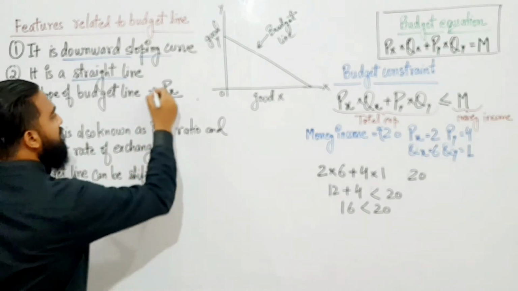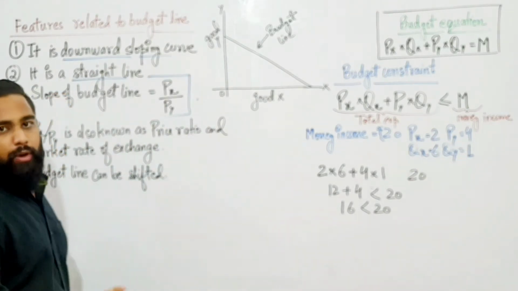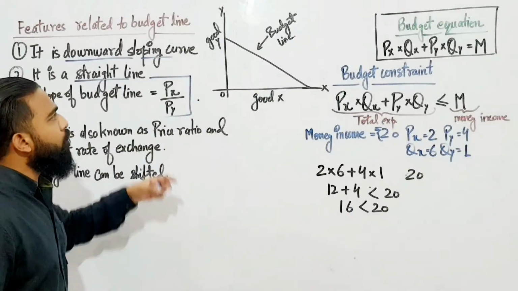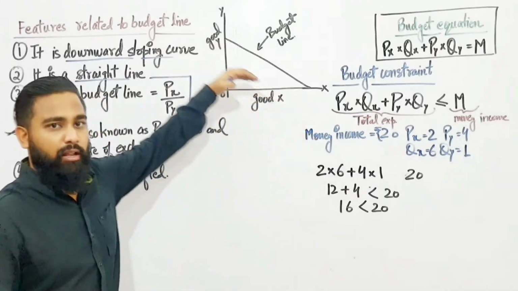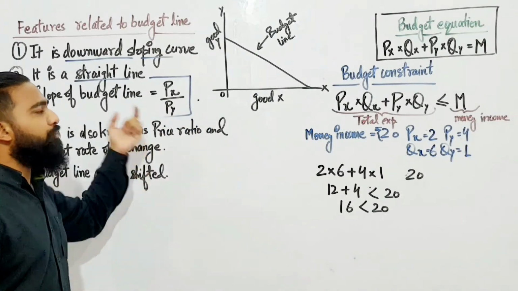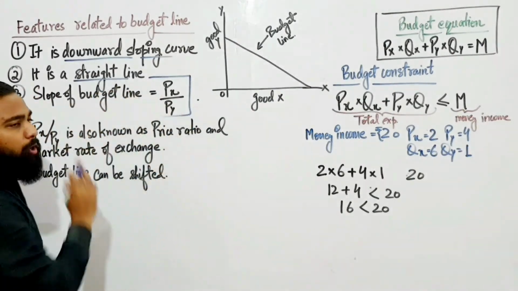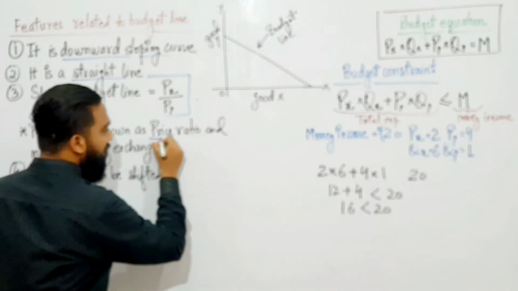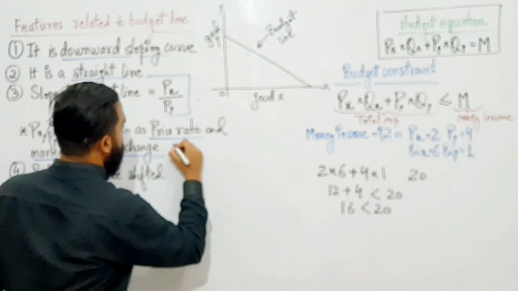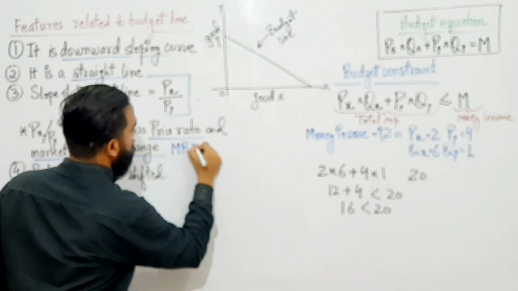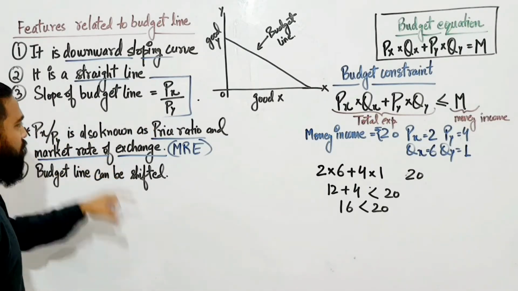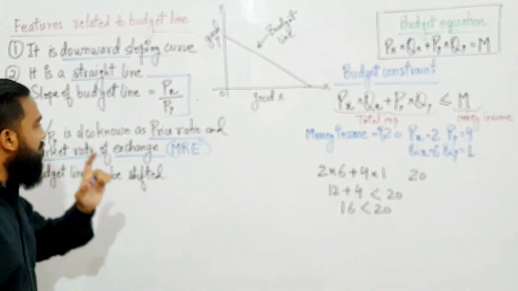Now the slope of budget line is Px upon Py. If you divide the price of good X with the price of good Y, you get the slope of this budget line. You will get the slant. How much slope is there? We get it with the help of Px upon Py. Now this Px upon Py is known as price ratio, and it is also known as market rate of exchange, MRE in short. Fine. So this slope of budget line is also known as price ratio and market rate of exchange, which is MRE.